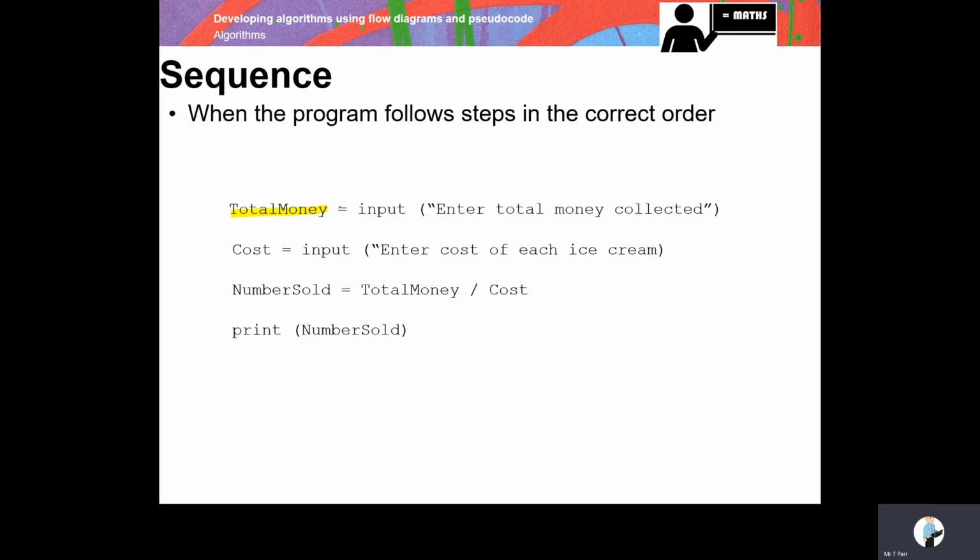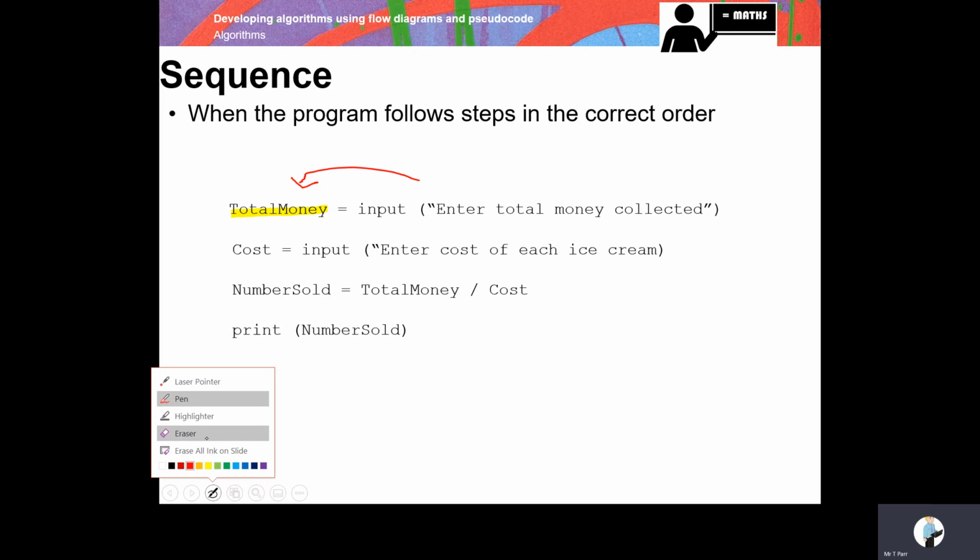Then we have this equals sign, and this is what's called an assignment statement. It means take what's to the right and put it in the drawer to the left, in that variable. In which case, what am I putting in there? Well, I don't know because we have to input it. The stuff in brackets is the prompt, what displays to the user. So, for example, enter the total money collected, and let's say I put in £100. That £100 will then be assigned and put in that drawer called total money. So that's one drawer, or one variable.